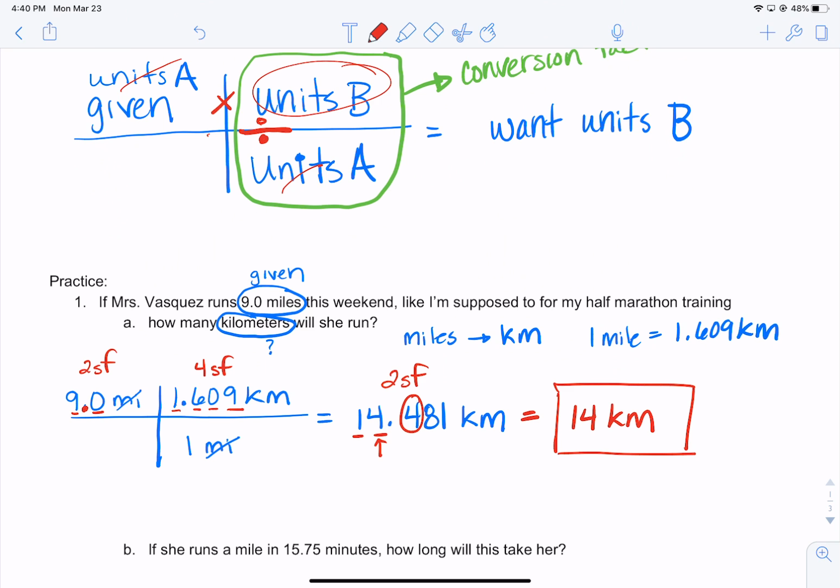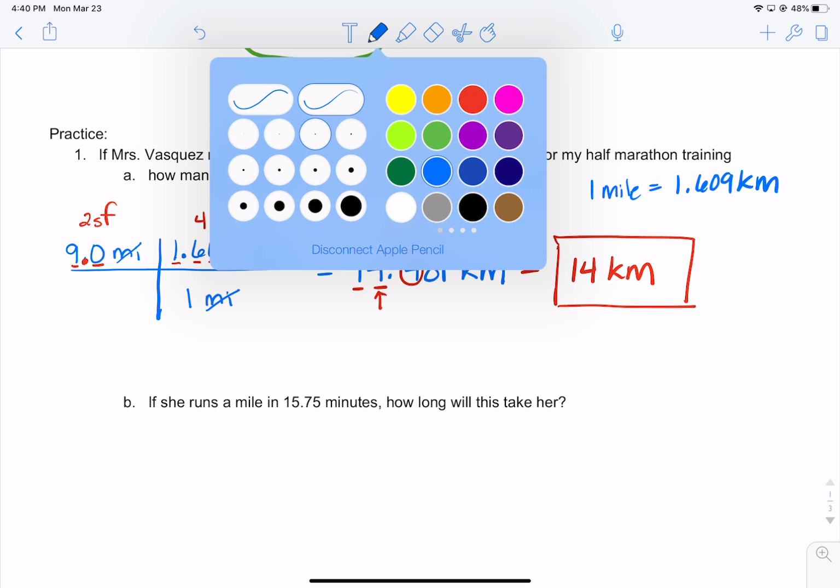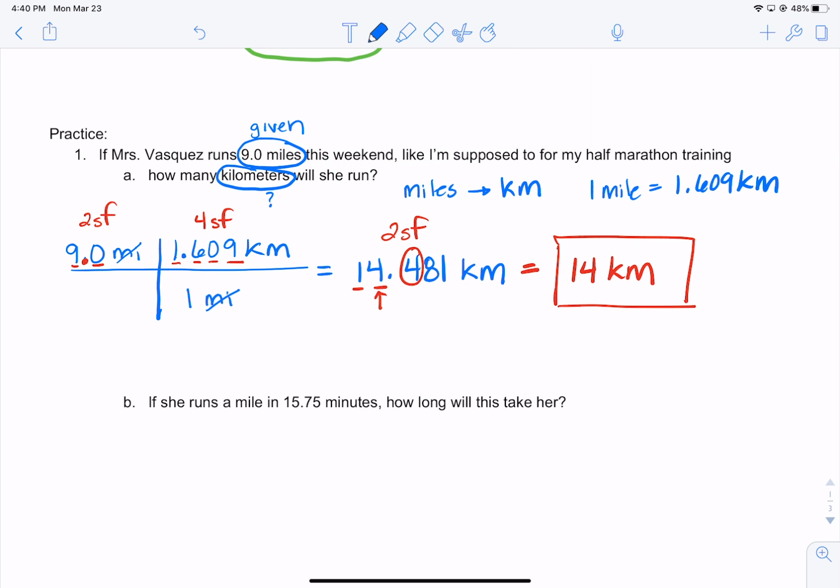All right. Guess what? I didn't actually make it to 9 miles, though. I only ran 6.5, but that's okay. All right. So now the next part of this question says, if she runs a mile in 15.75 minutes, how long will this take her? So the question at hand here is, how long will this take her? So that's what we need. And this right here is not actually your given, but rather your conversion factor.